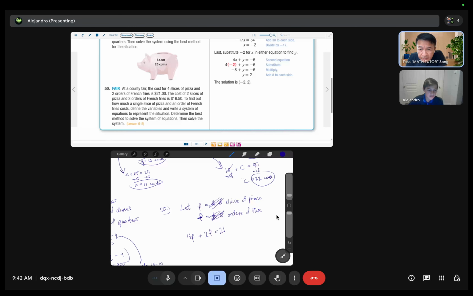Yes, but then the cost, is that right? Double checking 4 slices pizza. Yeah, that looks good to me. 21. And what about the second one? The cost of 2 slices.